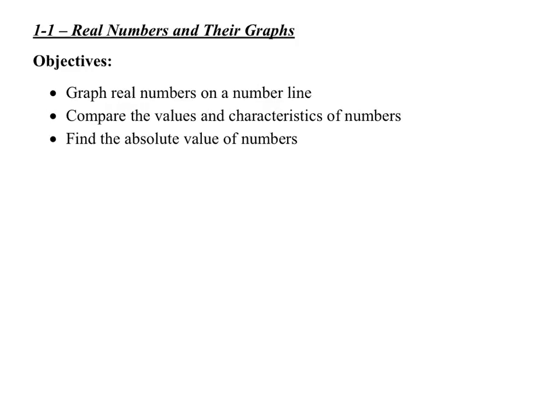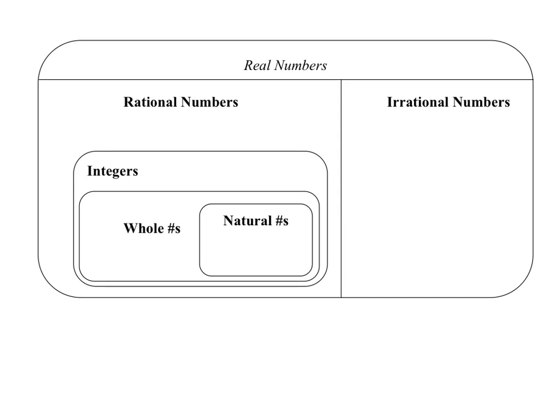So the three objectives here are going to be to graph real numbers on a number line, which you've all, hopefully, done before, compare the values and characteristics of numbers, and then talk about absolute values of numbers. We have this major category of real numbers.